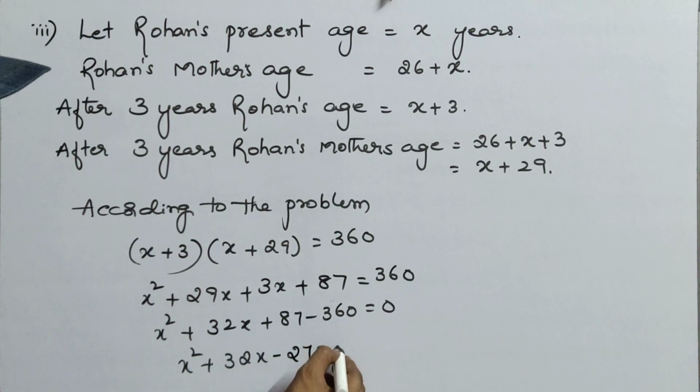So minus 273. If you do subtraction, if you want you can do it on the rough side. So x square plus 32x minus 273 equal to 0. He asked for the quadratic equation now, children. So that is the answer.